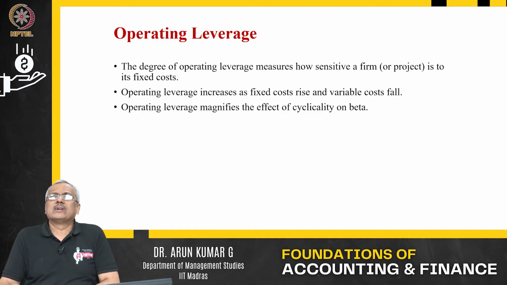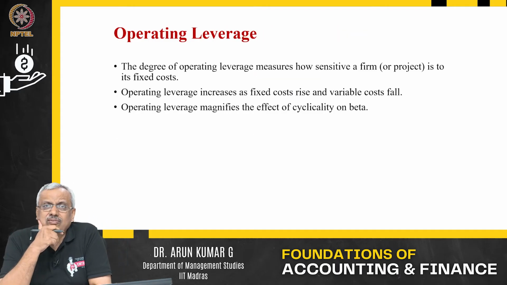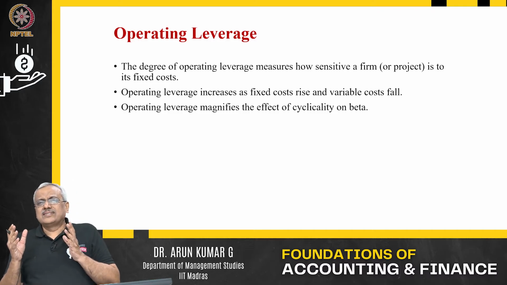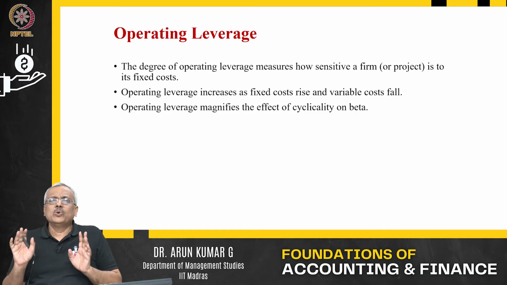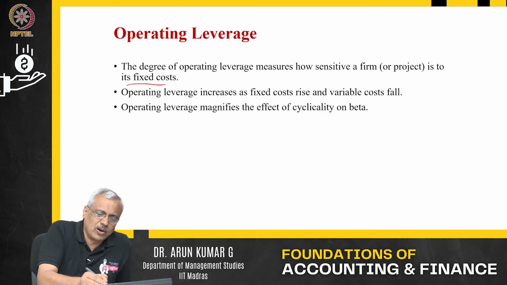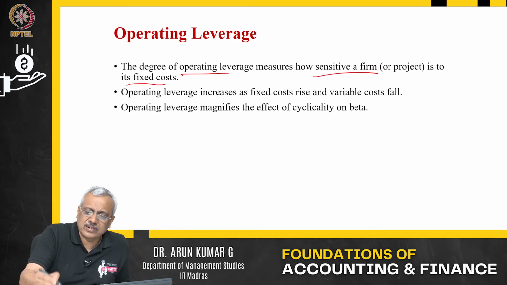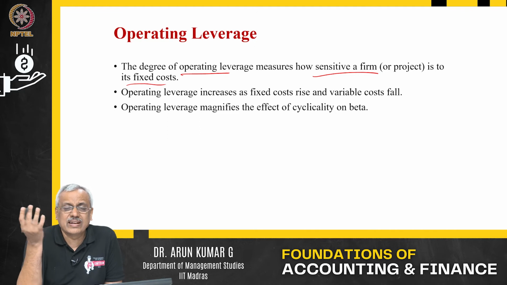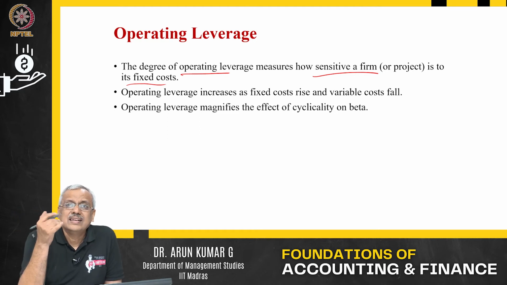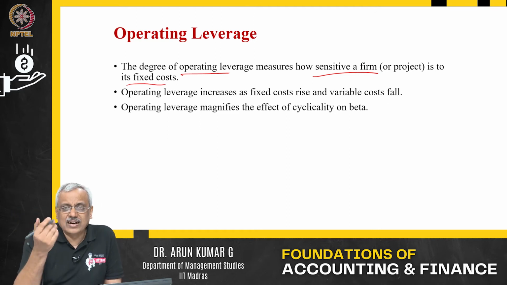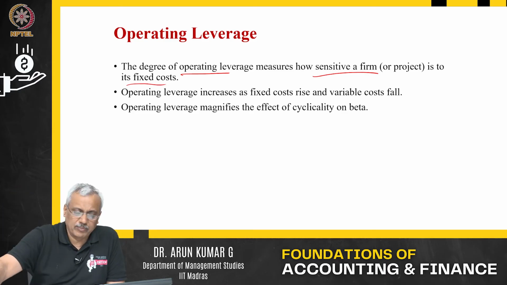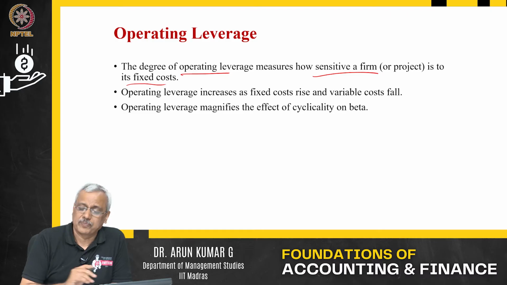I have got some more. The degree of operating leverage measures how sensitive a firm is to the fixed cost. The more sensitive, the higher is the operating leverage, and the higher is the beta. The less sensitive, the lower is the leverage, so possibly a lower beta and so on and so forth.